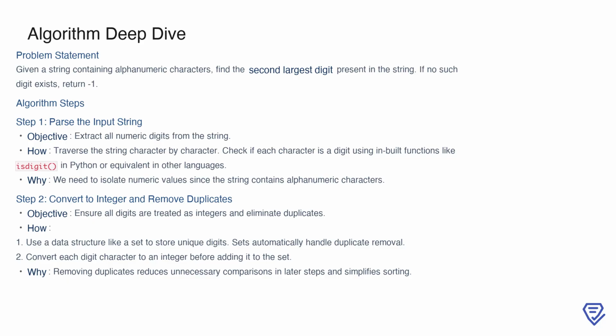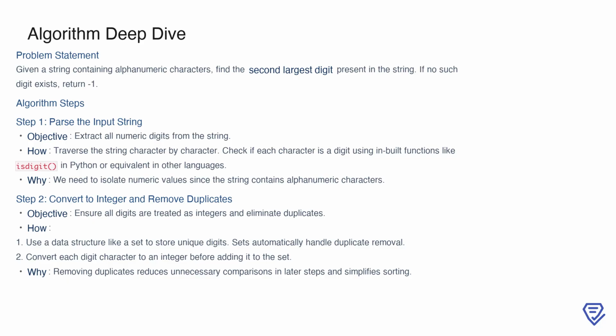To solve this problem, we need to find the second largest digit in a string that contains both letters and numbers. The first step is to parse the input string to isolate the numeric digits. This means we traverse the string character by character, checking if each character is a digit. In Python, for example, we could use the isdigit method to do this. By filtering out only the numeric characters, we ensure that non-numeric characters don't interfere with our calculations.